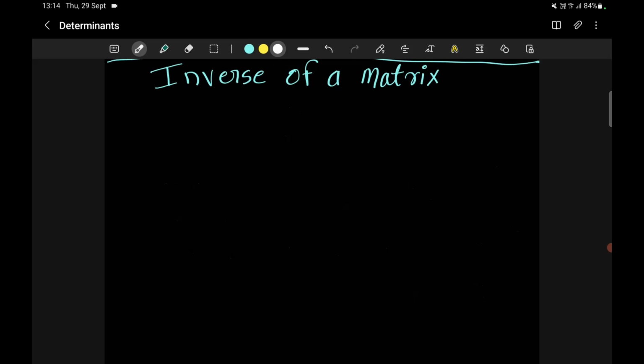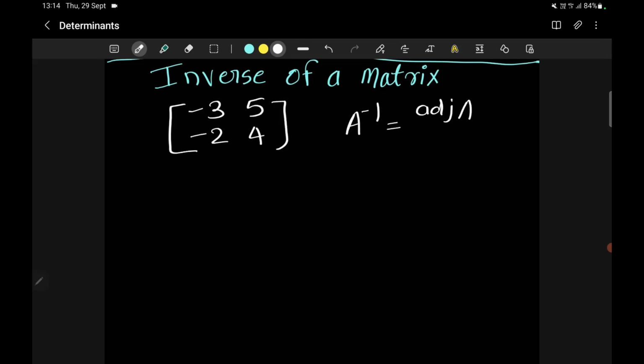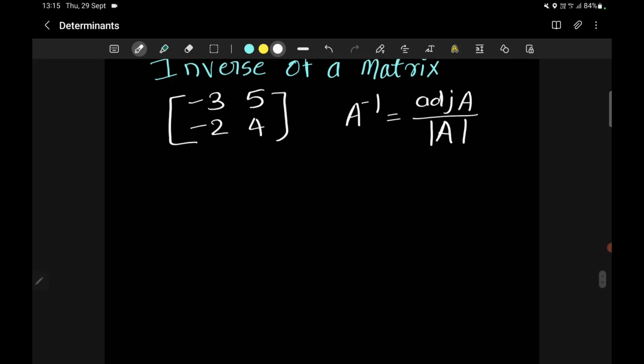Now we will solve a problem based on the inverse of a matrix. For that we will take one example, that is minus 3, 5, minus 2 and 4. To find the inverse of a matrix we have one formula, that is A inverse is equal to adjoint of A divided by determinant of A. That means first we have to find the adjoint of this matrix, then we have to find the determinant of this matrix. First we will find the determinant of this matrix.